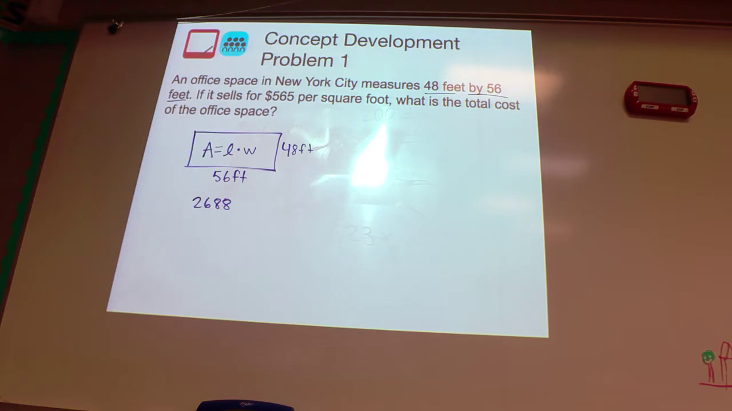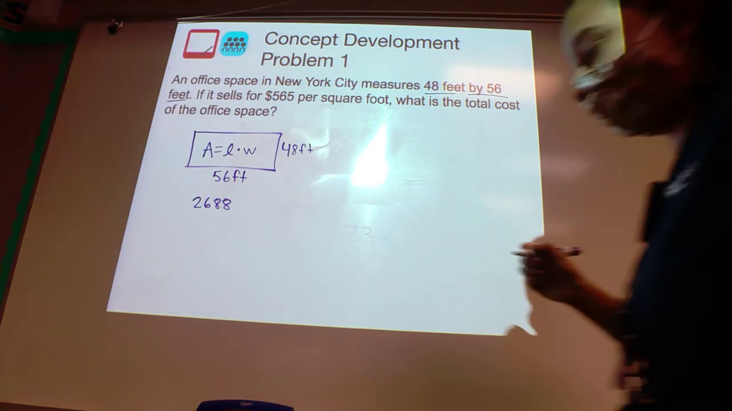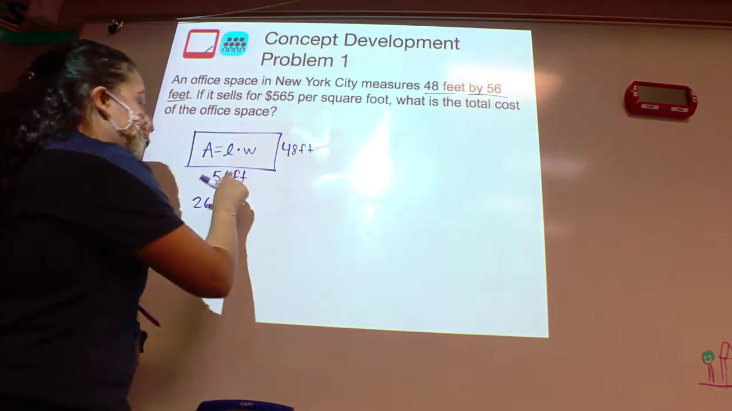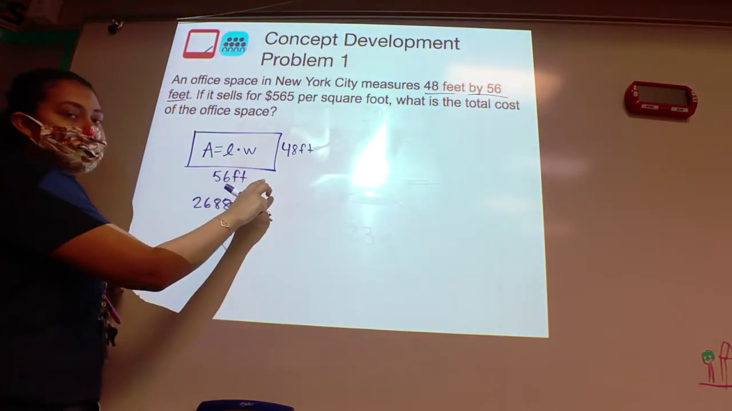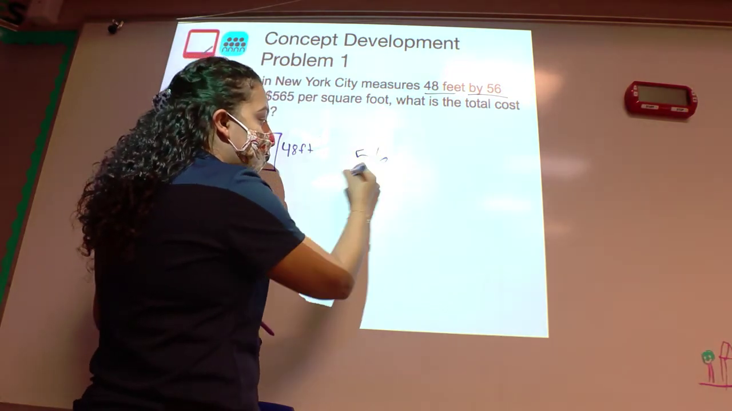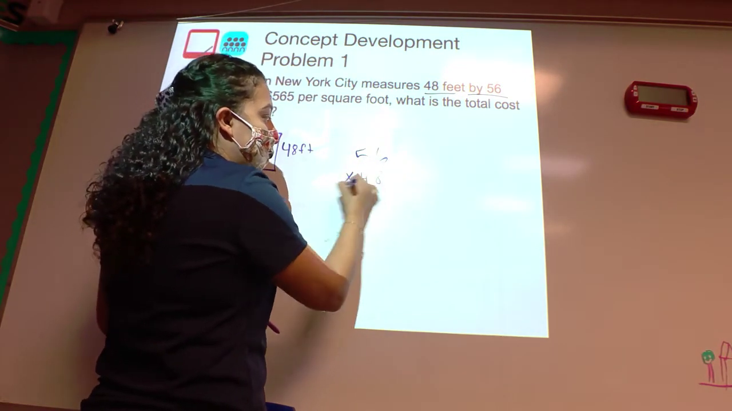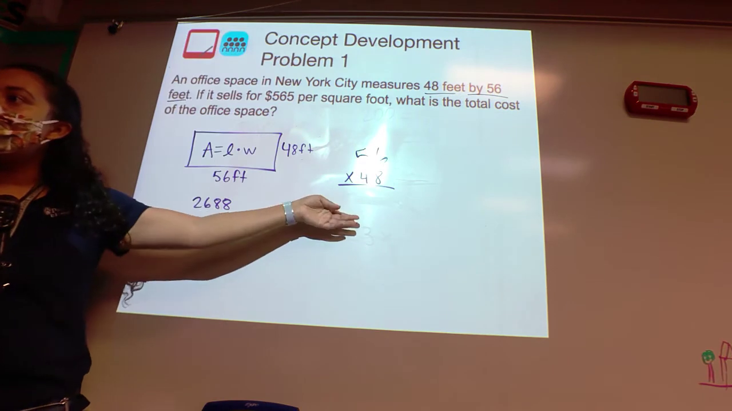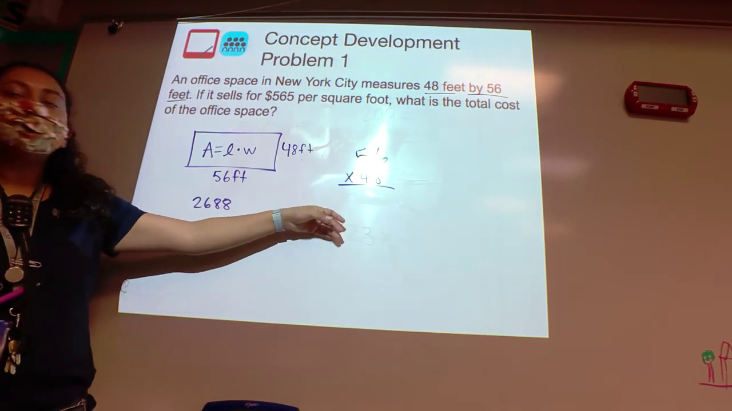Okay, so set up your standard algorithm and let's solve. Okay, so we would have 56 times 48, length times width. So 56 times 48. You've seen this, right? Thomas, we're on problem 1, okay?